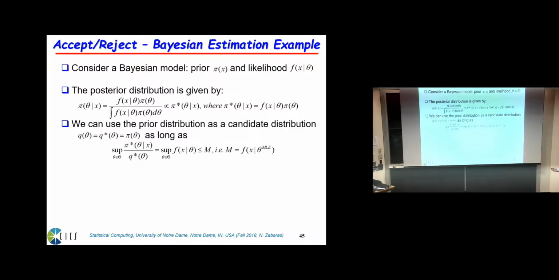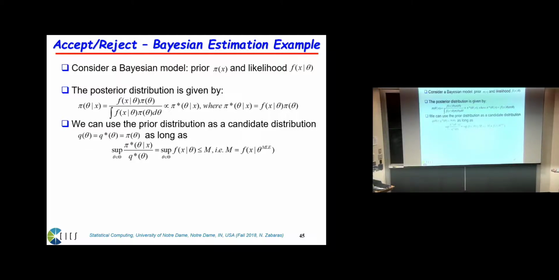So if you take the prior, and assume here the prior is normalized, we need to show that the ratio, you remember, of pi star divided by q star is bounded. So if you take this ratio divided by pi, you get the likelihood, and you want to find the maximum of the likelihood. And guess what? That maximum is really the likelihood calculated at the MLE estimate.